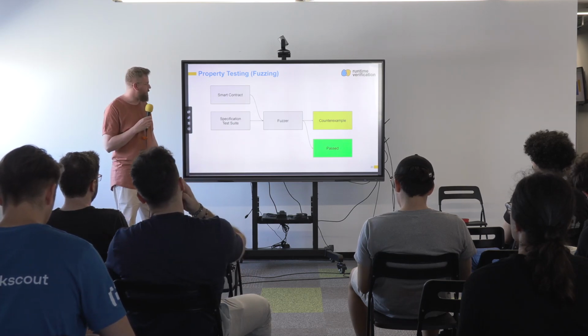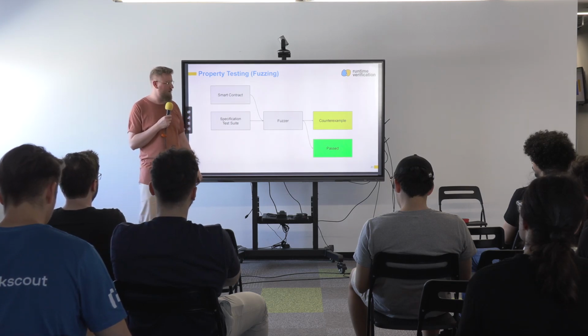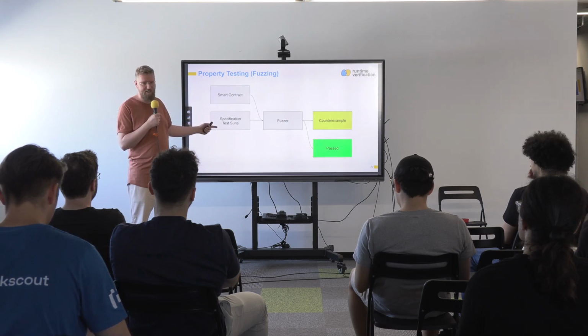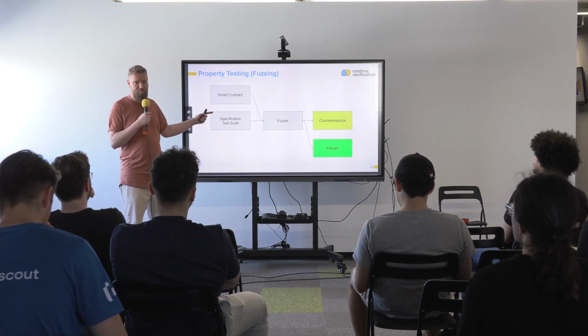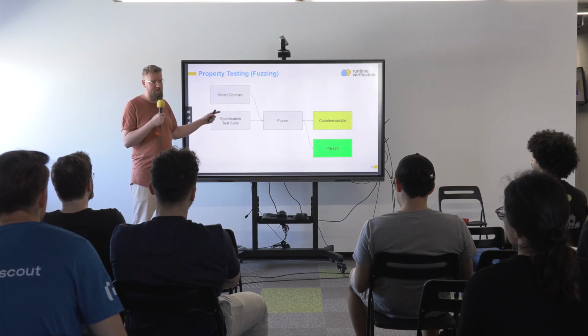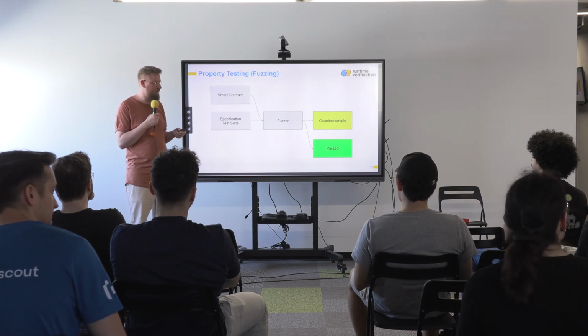So here's another example. If we look at a fuzzer, how does it work? You have your smart contract, and then you have a specification or a test suite, and I'm using these terms here interchangeably. Sometimes formal verification engineers like to make a distinction here, but I will tell you in a minute why we don't make this distinction at Runtime Verification and why this is actually beneficial.